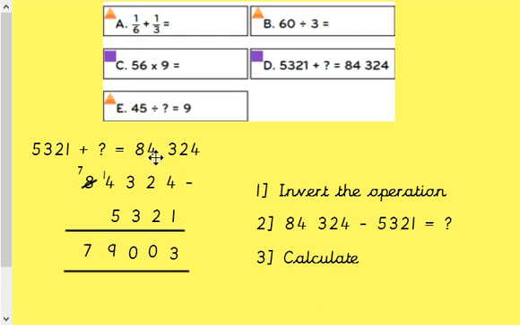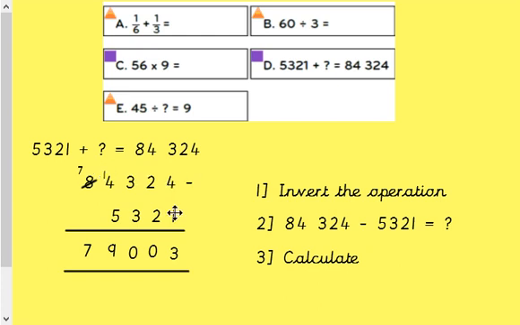So what we would do is take the 84,000 and move it into the number statement. And then I would take the question mark and move it outside. Okay, and then I would take 5,321 away from 84,324. So if I'm going to set it up, I'd set it up as column subtraction, and I'm going to use, if I need to, exchanging.